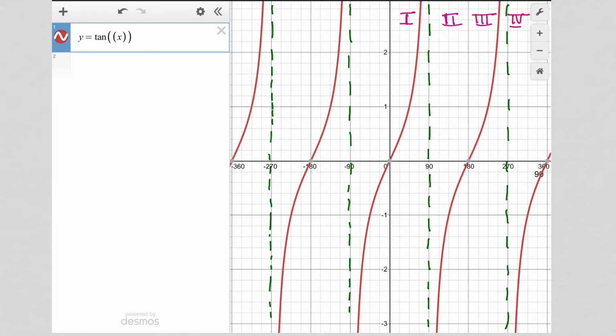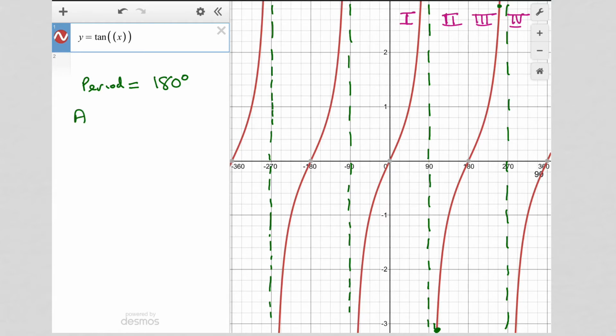So if somebody asked you what the period of this graph is, how often does this one repeat itself? Every 180. So this graph repeats itself every 180 degrees, starts again. You can see that if we're starting over here at 90 degrees down there, and then you have a full cycle between 90 degrees and 270, right? So it repeats itself every 180.